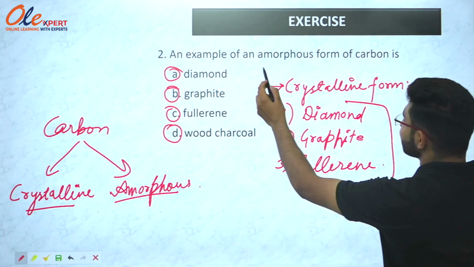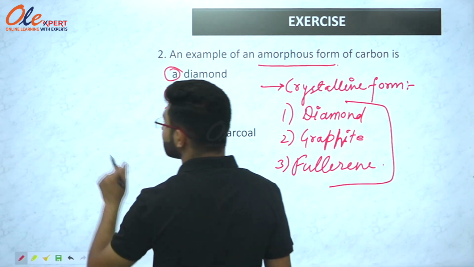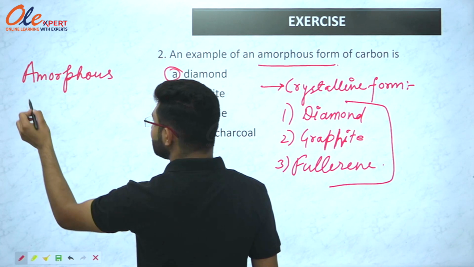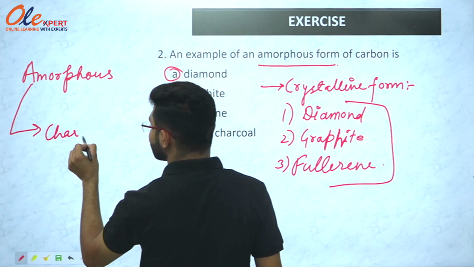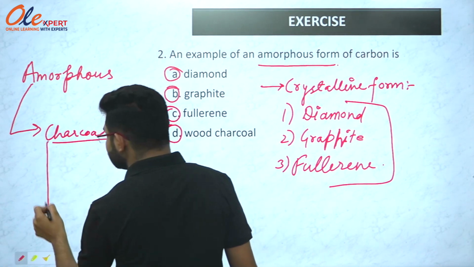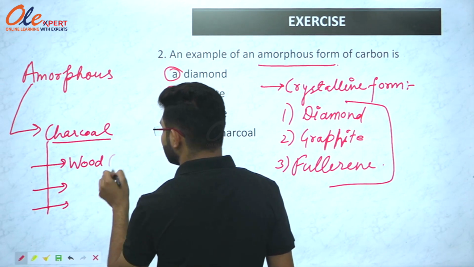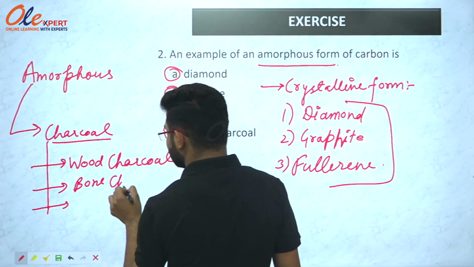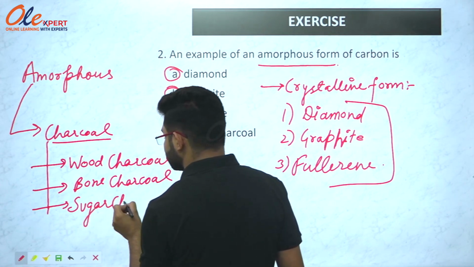So these three are the types of crystalline form of carbon. But here the question is asking about the amorphous form. So what are the amorphous forms of carbon? Let's talk about that also. We know that in amorphous form there is a type that is known as charcoal. In this category there are three types, that is wood charcoal, bone charcoal, and sugar charcoal.